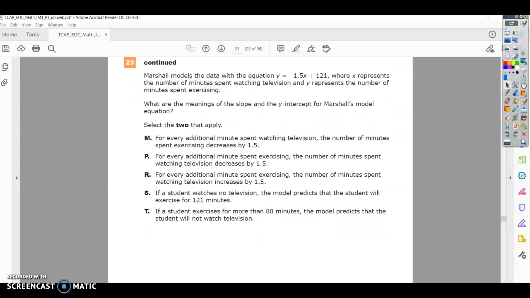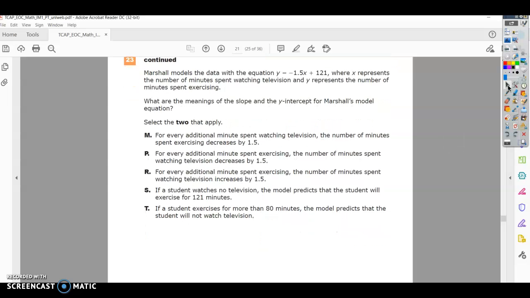Alright, it says Marshall models the data with the equation y equals negative 1.5x plus 121, where x represents the number of minutes spent watching television and y represents the number of minutes spent exercising. What are the meanings of the slope and the y-intercept for Marshall's model equation? So you can see that the slope is negative 1.5, and then the y-intercept is 121.